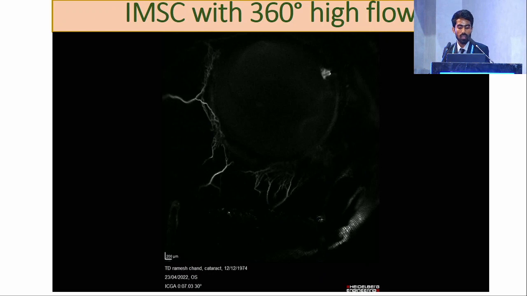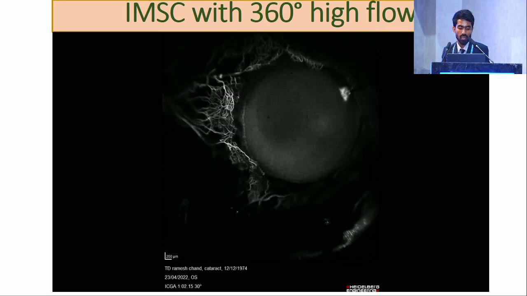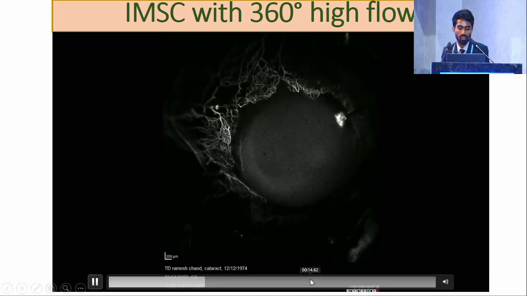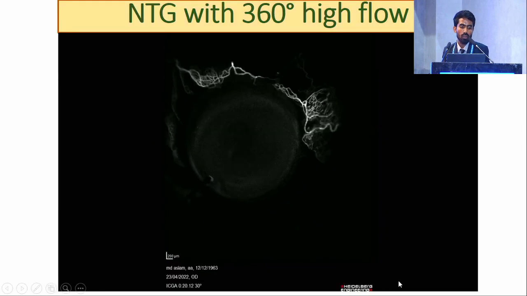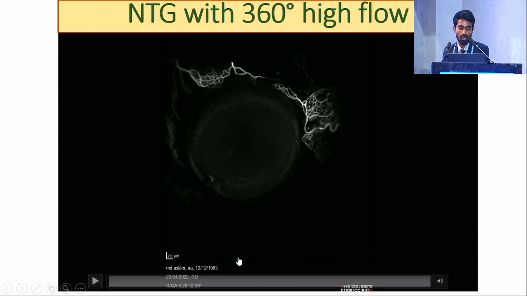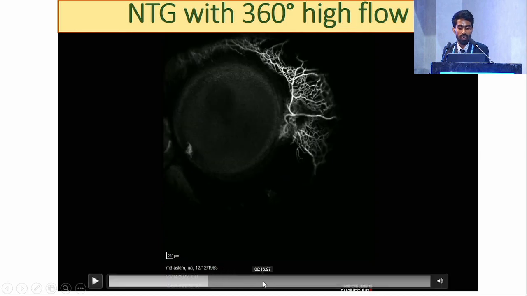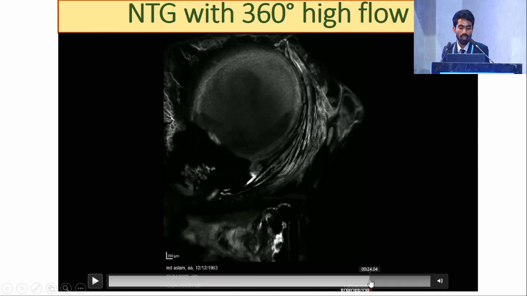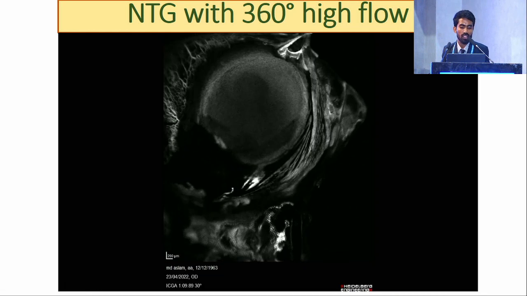This is aqueous angiography performed in an IOL-only cataract patient with no glaucoma. A 360-degree high flow of aqueous is noted, with aqueous outflow channels seen. And this is a normal tension glaucoma patient with an IOP of around 12 to 14 mmHg. A 360-degree dense network of aqueous channels is noted in all these patients. So NTG explains that aqueous outflow obstruction is actually not there in NTG patients.